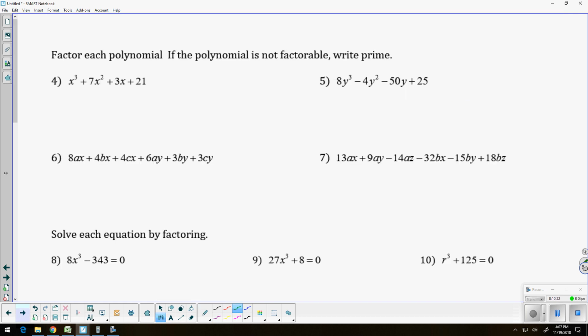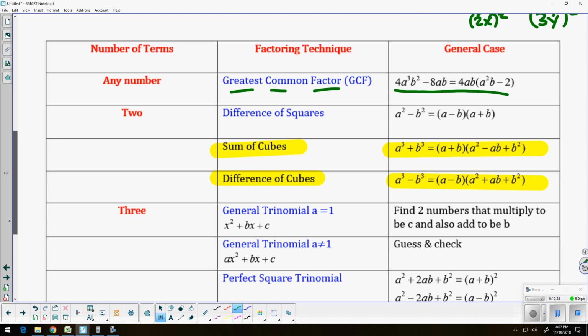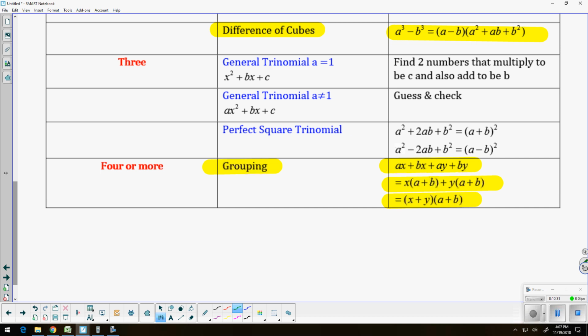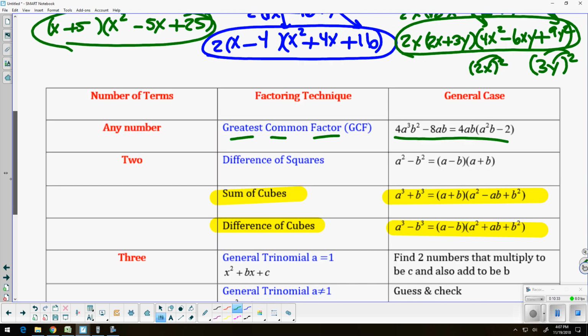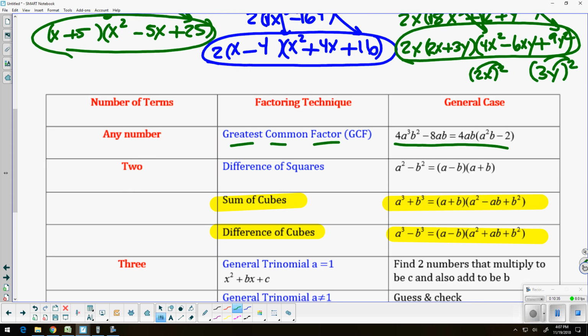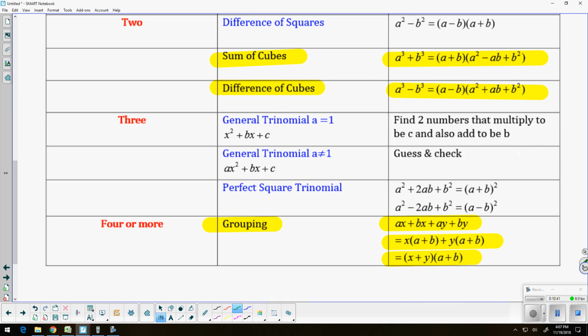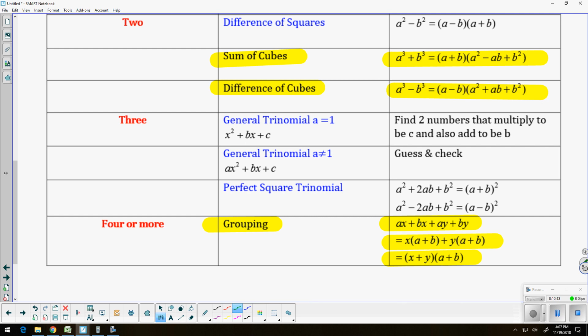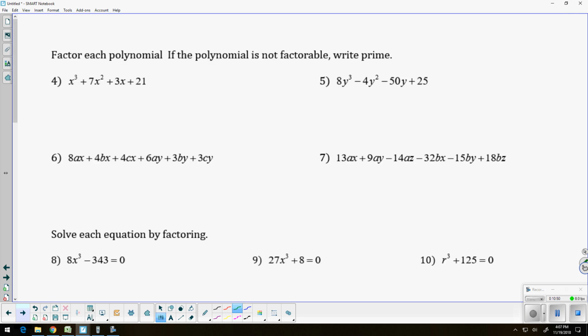Okay, factor each polynomial, and again, if it's not factorable, then just write it as prime. So if you have 4 or more terms down here, on the left-hand side it talks about the number of terms. With any number of terms, you could potentially take out a GCF. 2 terms, it could be a difference of squares, sum of cubes, or difference of cubes. 3 terms, trinomials, but if you have 4 or more terms, we're talking about a polynomial. This is how you want to factor it, by this method called grouping. Let me show you how this works.